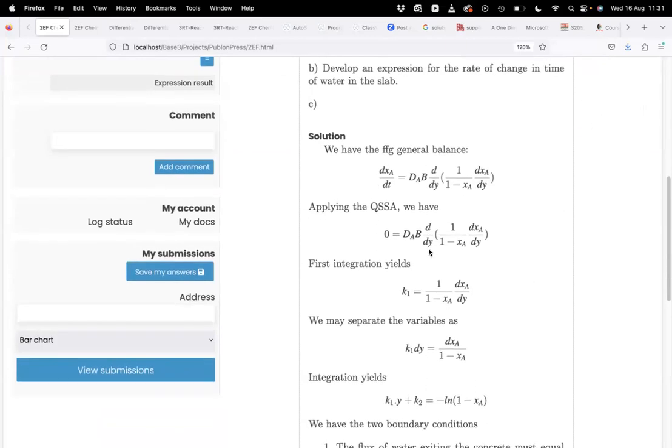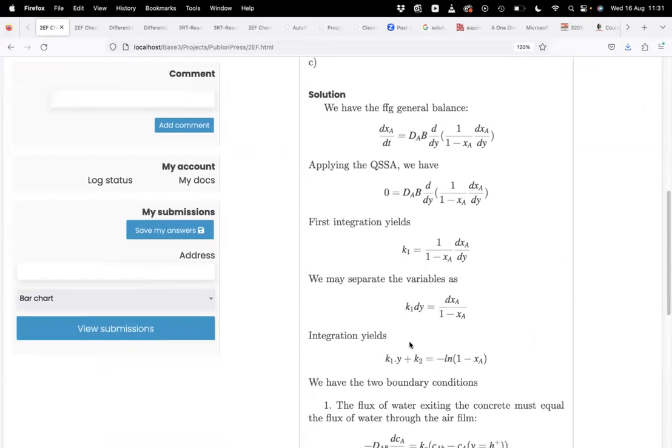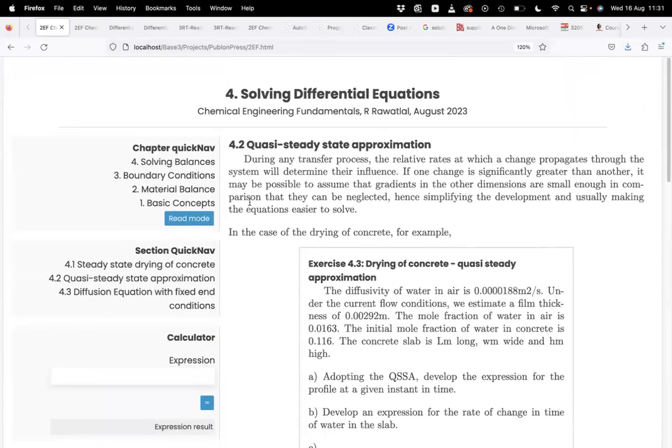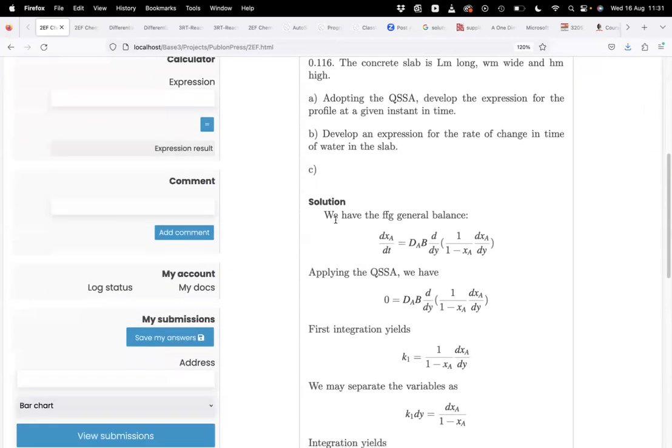Okay, so in fact, we have done this already because we did do steady state last time. It's just that in that case, we had used a different boundary condition. But we had said, number one, we always start with this general material balance here. And then we applied steady state. So when you apply quasi-steady state, it's not like it's different.